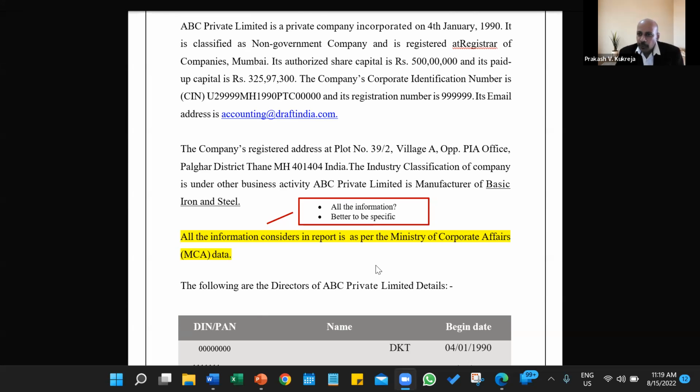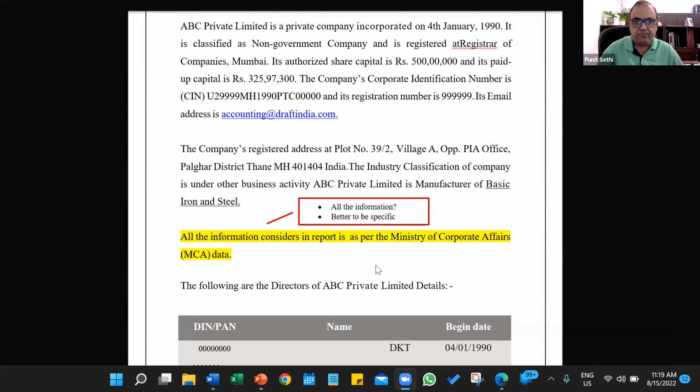So maybe anybody from land and building, plant and machinery wants to share, how do you check these specific details about the company or the asset? Like in our case, it's MCA. Anybody? Puneet sir?